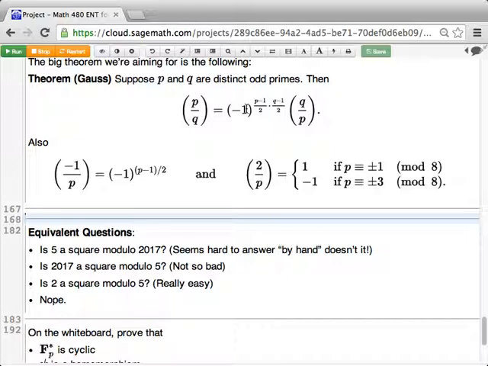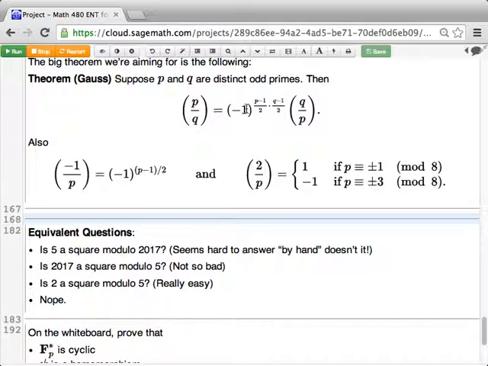So the question, is 5 a square mod 2017? It's exactly the same as the question, as it turns out, is 2017 a square mod 5? But reducing a number mod 5 is really, really easy, because it's just determined by the last digit. So that's the same as, is 2 a square mod 5? And you know the answer to that. It isn't.